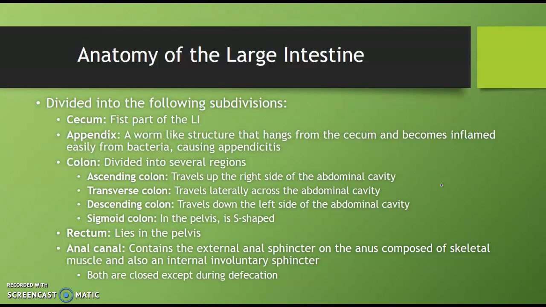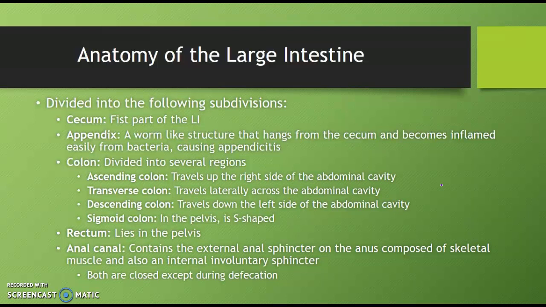us now. Then we have the colon, which is divided into a bunch of different regions. First you have the ascending colon, which goes up, the transverse colon, which goes over, and then the descending colon, which goes down the left side of the abdominal cavity. And then the last part of the colon is called the sigmoid colon, and that's easy to remember because it actually kind of looks like an S, so it's S-shaped for sigmoid.